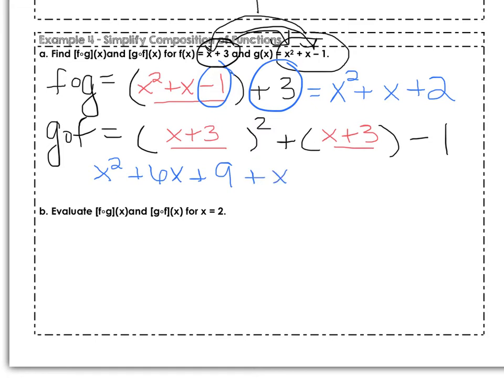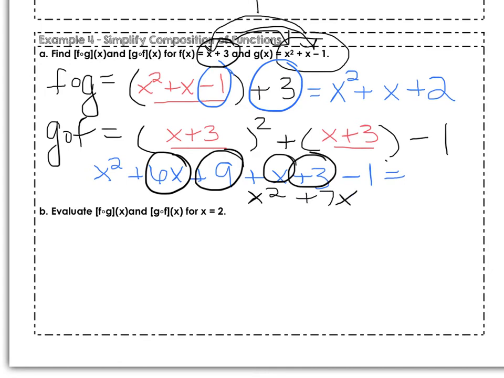And then I have my other components. Luckily for me, it's just adding. So I really just have to combine like terms. So I get x squared. I see a 6x and an x, that creates 7x. And I see a positive 9, a positive 3, and a negative 1. So 9 plus 3, that's going to be 12. 12 minus 1 is positive 11. So these are our two compositions.